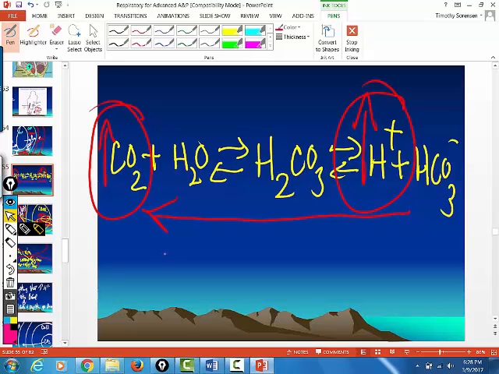What's the only system that can compensate for a metabolic acidosis? The respiratory system. You're making acid at the cell. What's the only system that controls carbon dioxide? So the only system that can compensate for a metabolic acidosis is the respiratory system. And what's the only system that can compensate for a respiratory acidosis? The kidneys, because the kidneys control bicarbonate.